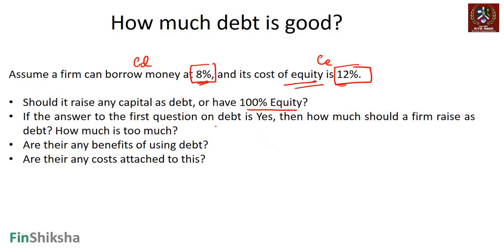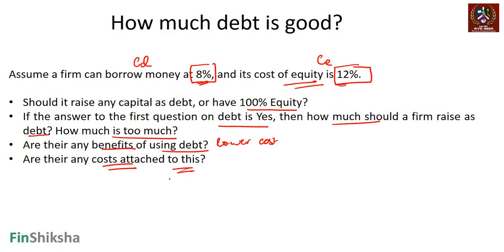So if the answer to the first question on debt is yes, then how much should the debt number be, and how much is too much? This we will try and answer. We don't know how much is too much debt, but we do know that at some stage the firm would exceed the capacity of raising debt, and that would create more problems in future, right? In addition to this lower cost, are there any material benefits of using debt? And are there any kind of costs attached to this, right?